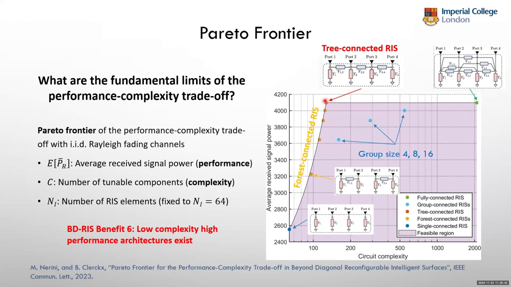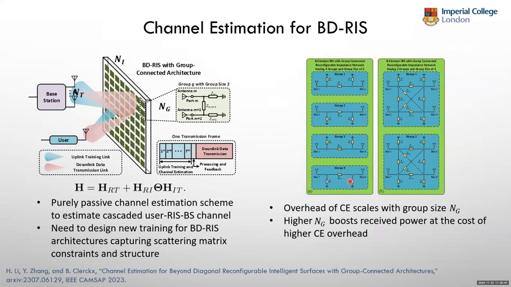And if you want to further decrease the complexity, then you can move along this part of the edge here, and this is achieved by the so-called forest-connected RIS. It's a form of group-connected architecture where in each group you have a tree-connected BD-RIS. Right, so now we can characterize the Pareto frontier, the really fundamental trade-off between complexity and performance. Now there are a number of challenges to address with BD-RIS.